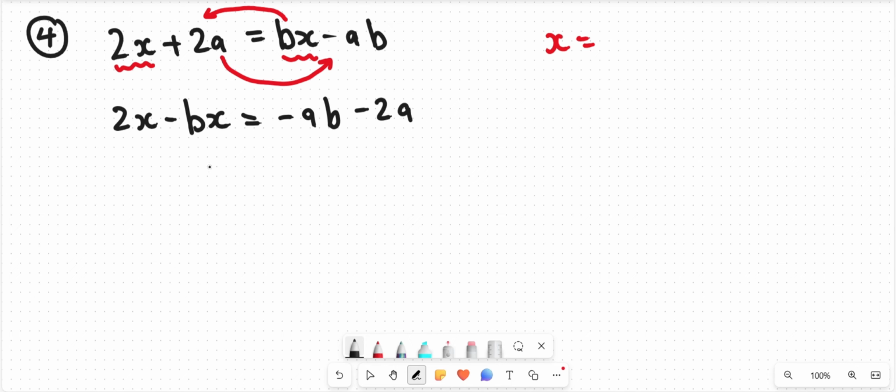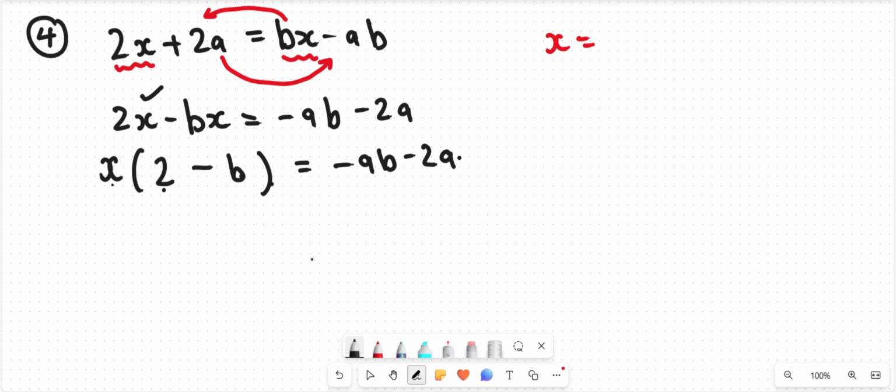Then once I have it like this, to get this x by itself, the best way is to take out the x as a common factor. So I take out an x like that, and inside my bracket will be the 2, because the x times the 2 will give me back the 2x. And it's a minus b, because the x times a minus b would give me back this negative bx. So the bracket is equal to a negative ab minus 2a.